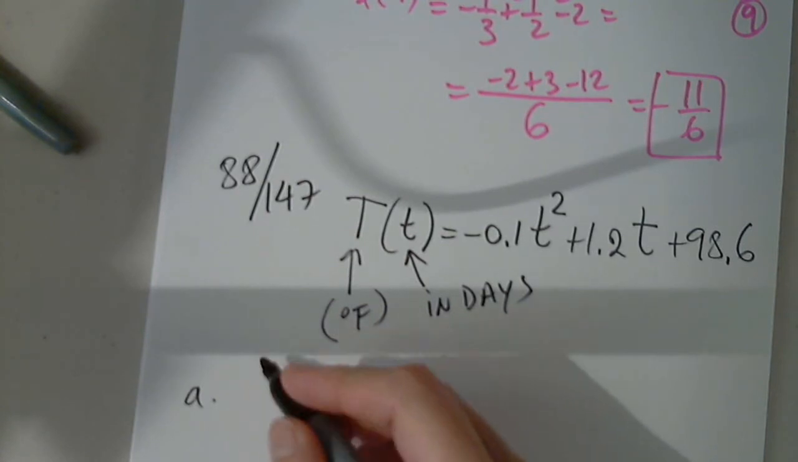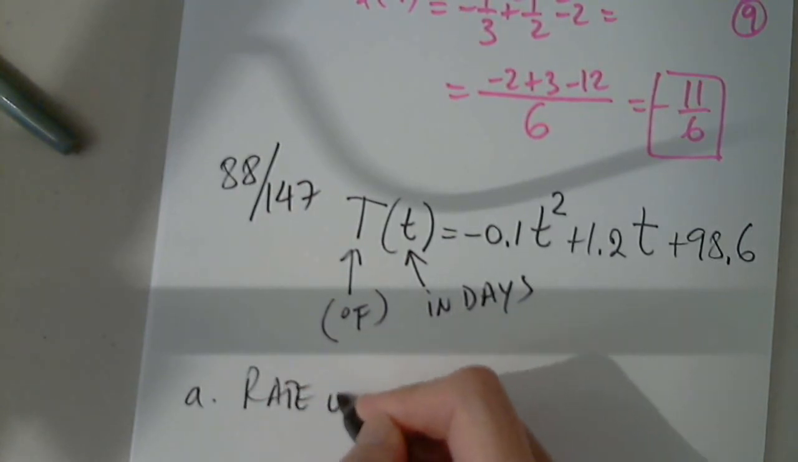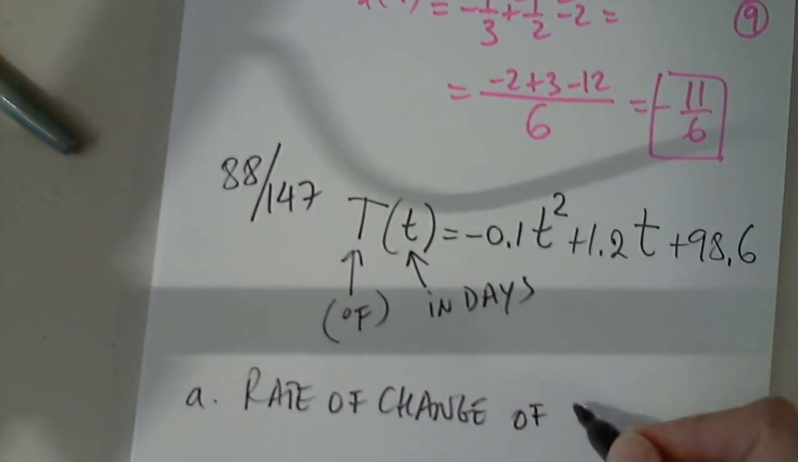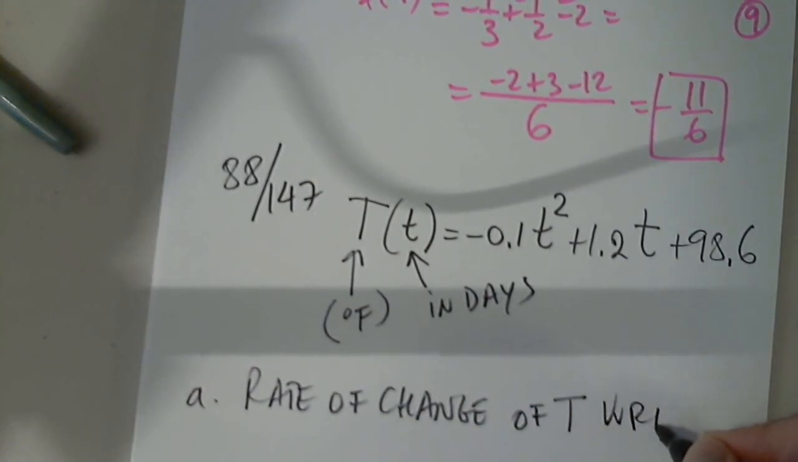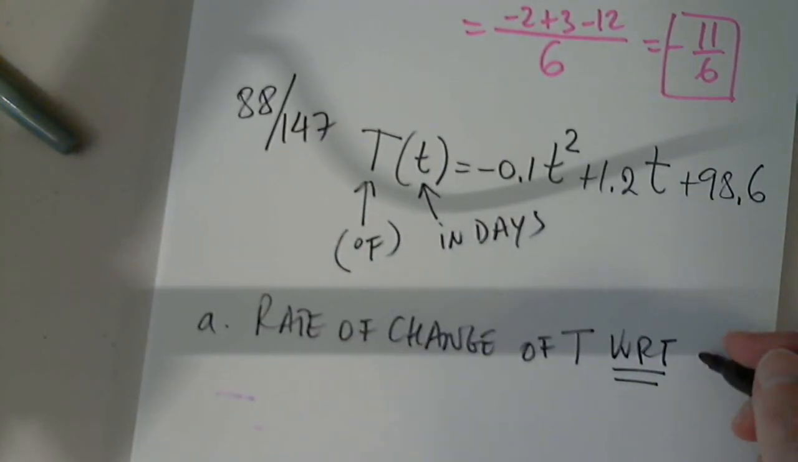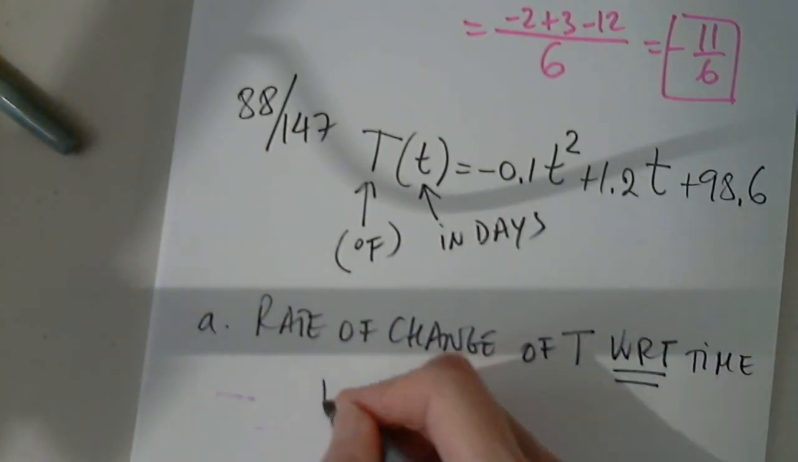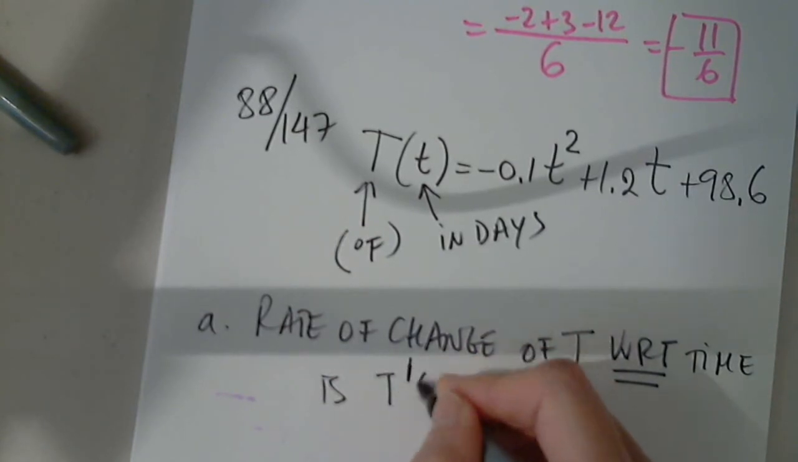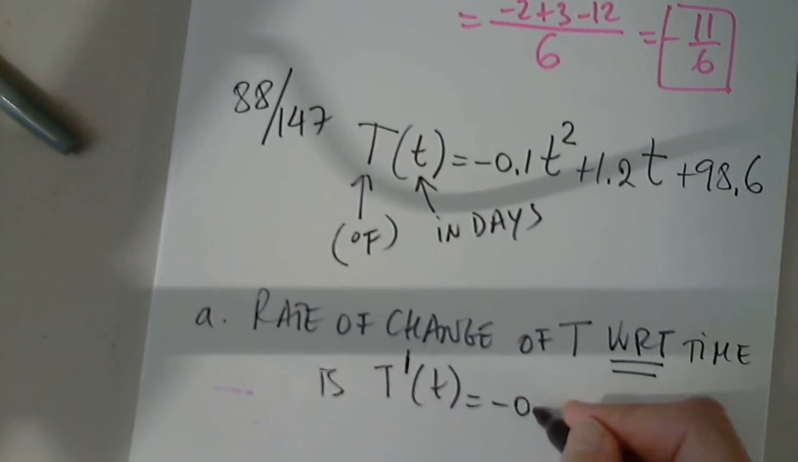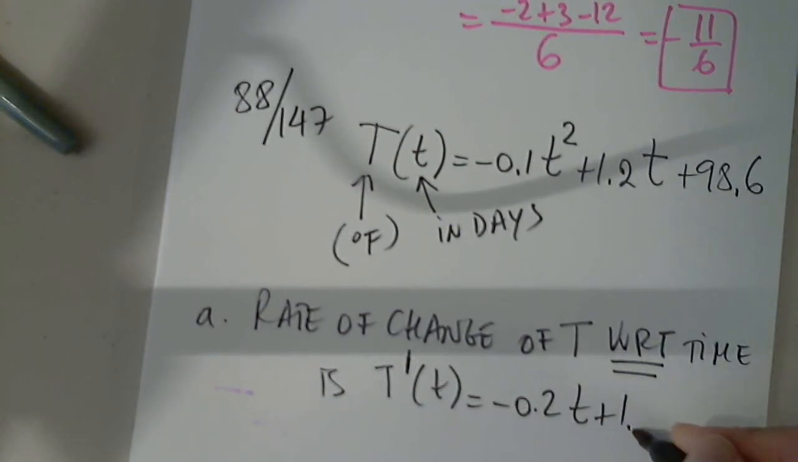Part A, rate of change of temperature with respect to time is T prime of t. So negative 0.2 t plus 1.2. So this is the function that gives the rate of change.